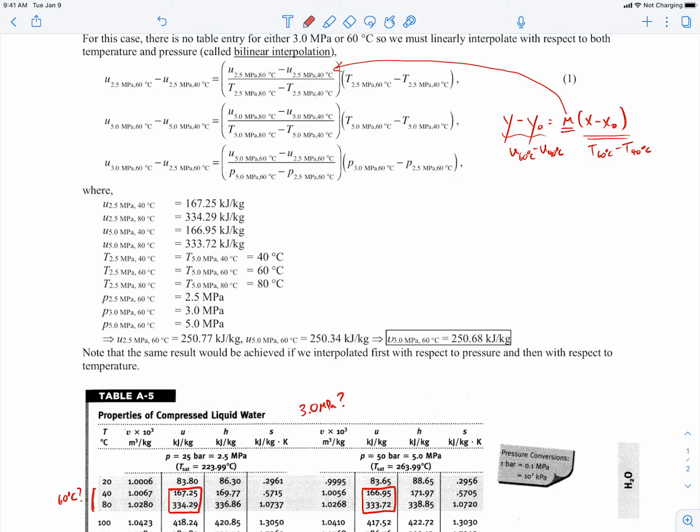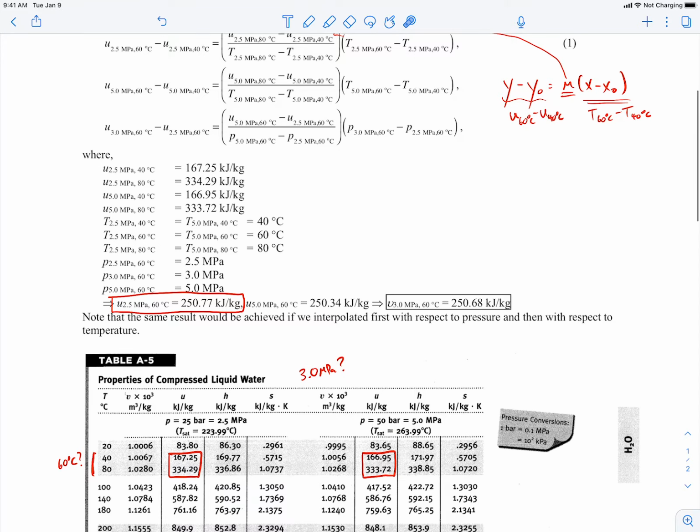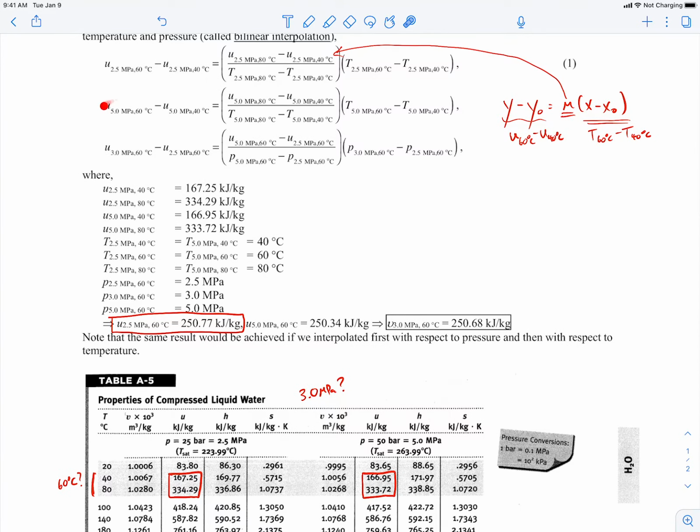So when you work out the linear interpolation for that left-hand table, you get this value. You see it's 250.77, which is somewhere in between those two, which makes sense. Now you can do the same idea over in this table where the pressure is 5 megapascals. So that calculation is given right here. It's the same exact idea, but now we're just basing it at 5 megapascals. You can see that right there. And when you do that calculation, you get this value right here. So that comes out to be 250.34, so a value somewhere in between here.